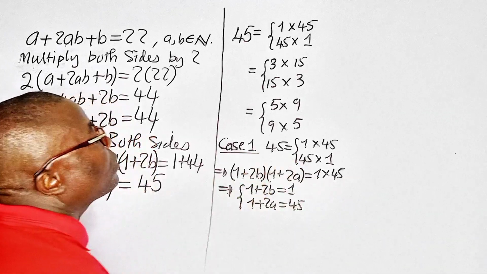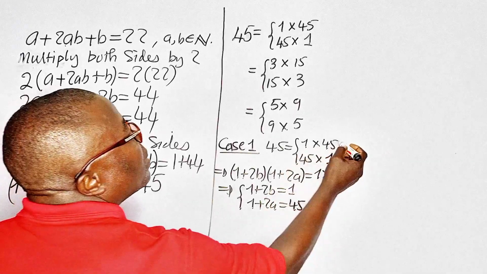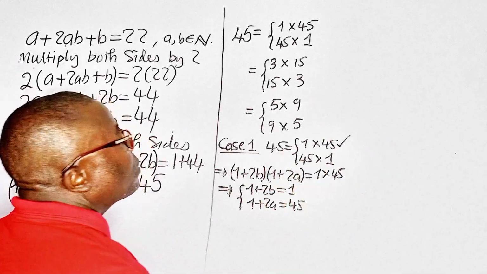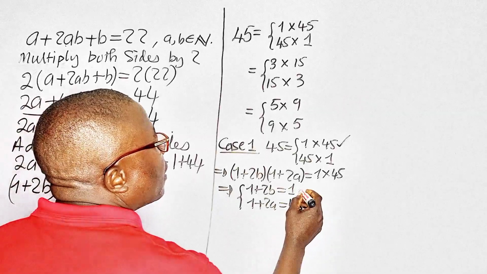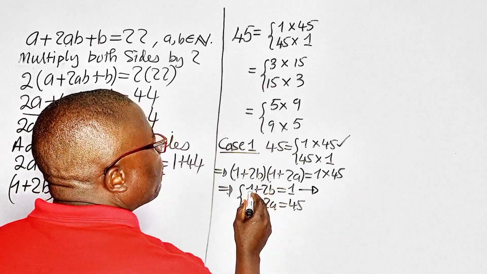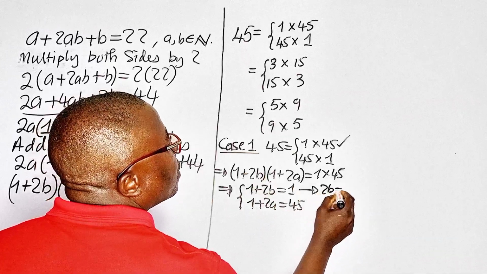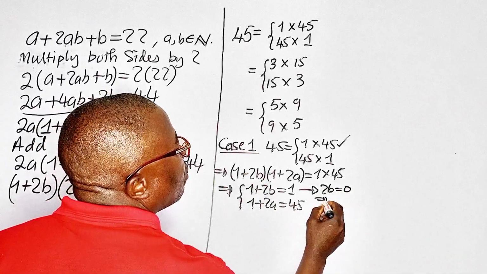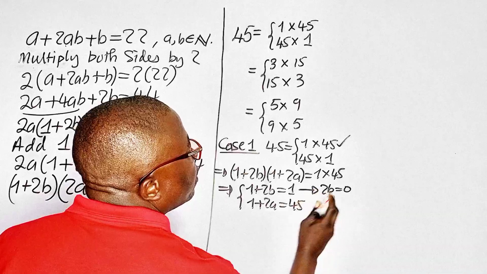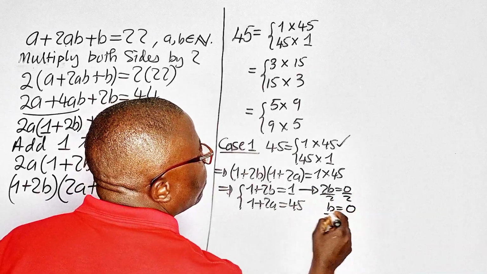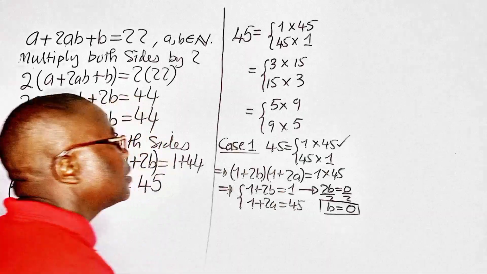Later on, as we're going to see, this will be that and this will be this. So this is the first situation that we have here. All right, we have taken that first situation. So now it will therefore mean that if we take this one from the left hand side to the right hand side, 2b is equal to 0. When we divide both sides by 2, we conclude that b is 0.